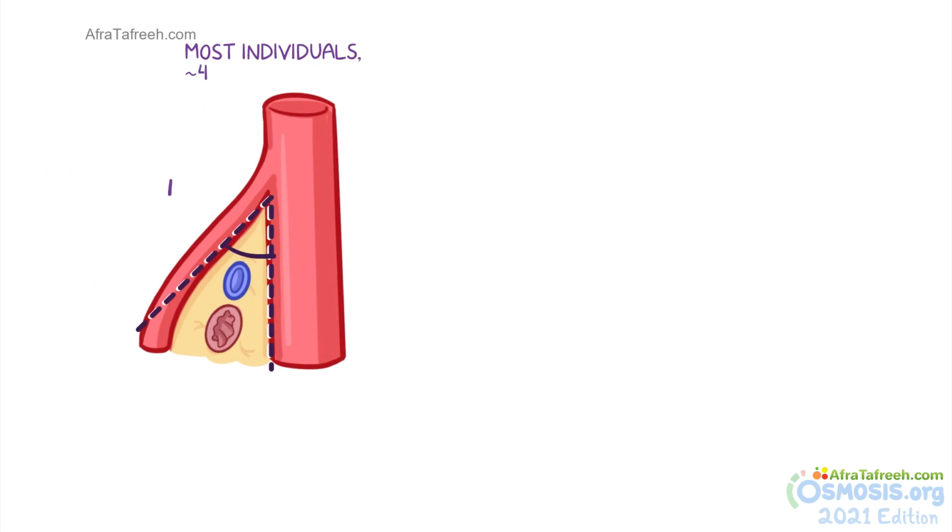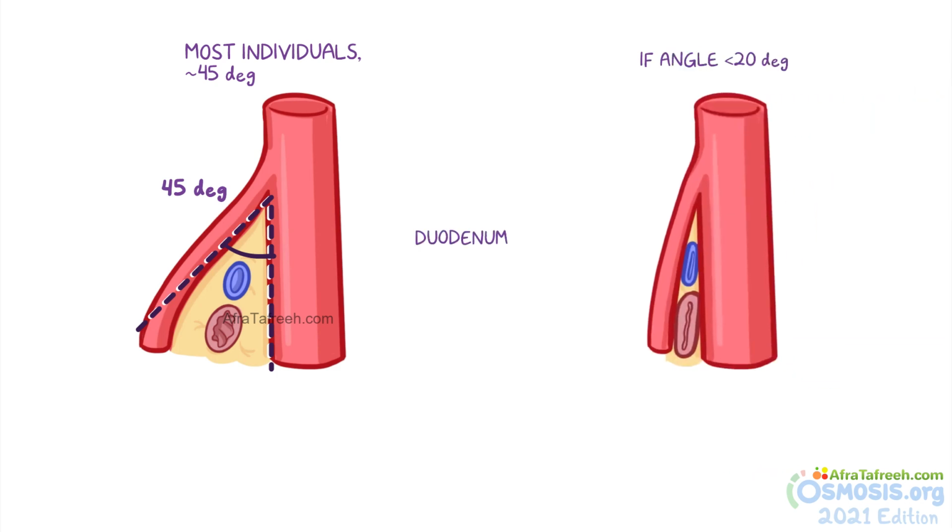In most individuals, the angle between the superior mesenteric artery and the aorta is about 45 degrees, allowing space for the duodenum to pass between them. If this angle diminishes to less than 20 degrees, then the duodenum has the potential to become trapped between the superior mesenteric artery and the aorta, which causes compression of the duodenum, leading to superior mesenteric artery syndrome.